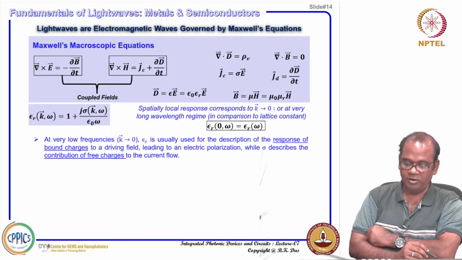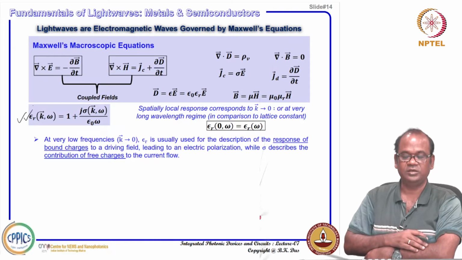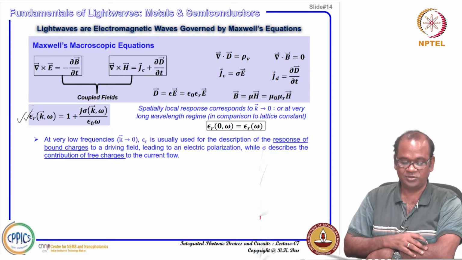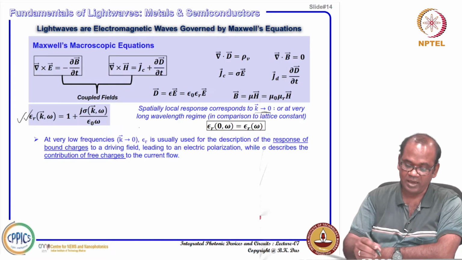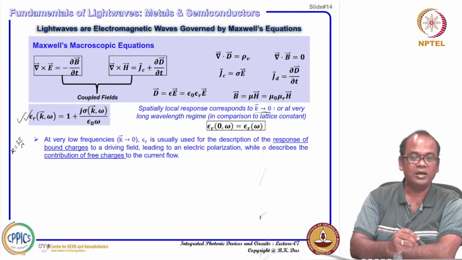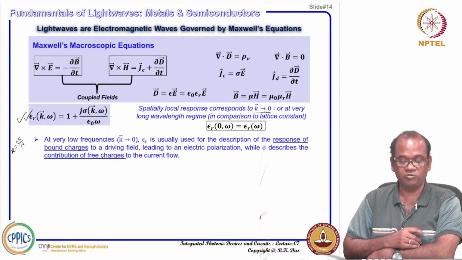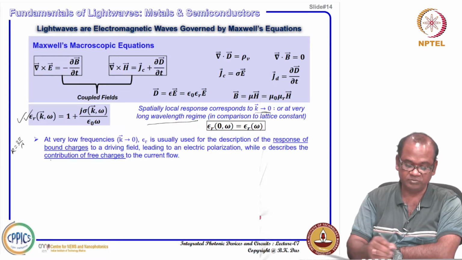So, now I have written down that expression, the relationship between sigma and the dielectric constant. You know, the spatially local response corresponds to k equal to 0. What is k? We know that k equal to 2 pi by lambda. So, if lambda is very large, then the k value tends to be 0, or at the very long wavelength regime, that is what I meant.